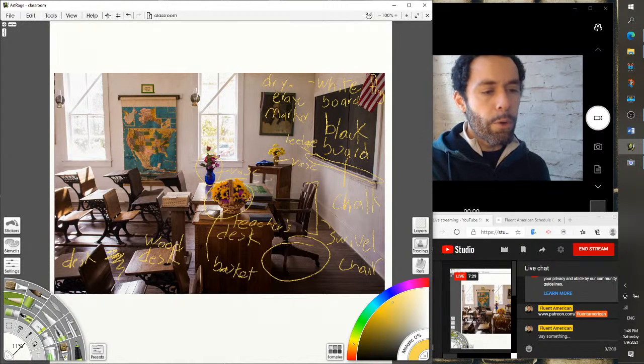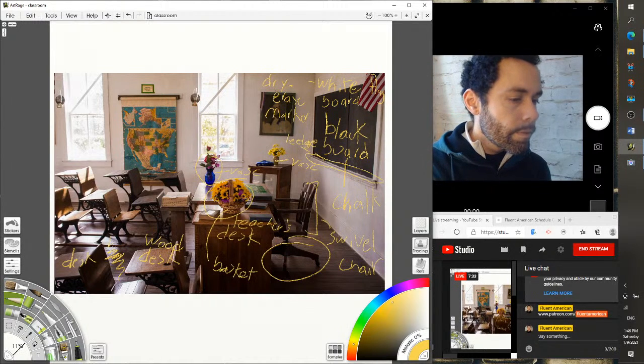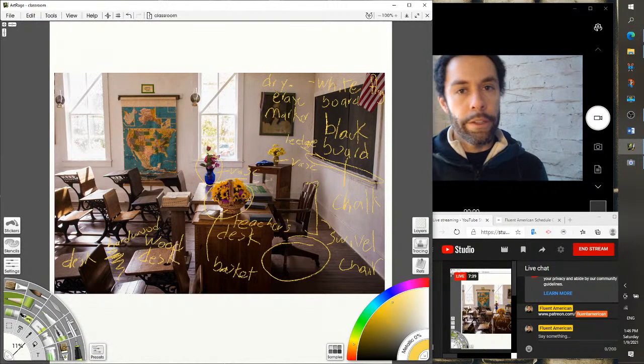So this type of floor is going to be called a hardwood floor. Hardwood. And common, at least in the U.S., common in houses, common in older buildings, and things like that.